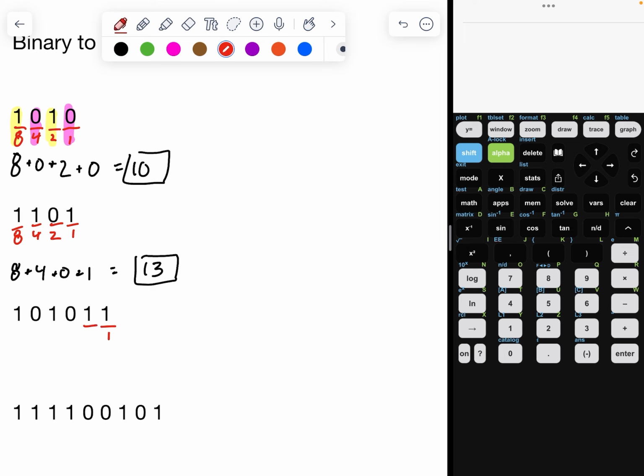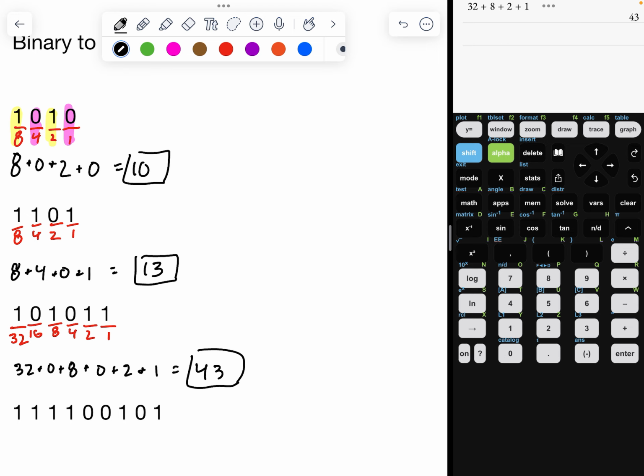So 1, 2, 4, 8, 16, 32. So again, there is a 32, not a 16, is an 8, no 4, yes 2, yes 1. 32 plus 8 plus 2 plus 1 is 43. I'm doing these in my head. I do have this calculator up on the side for more complicated ones, and you are always welcome to use a calculator to check yourself. 32 plus 8 plus 2 plus 1, it is 43.